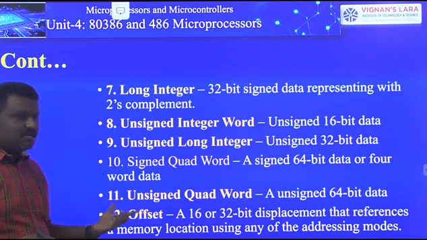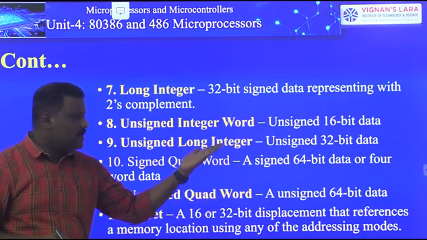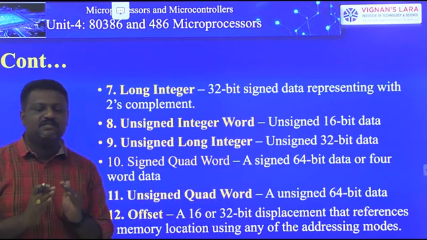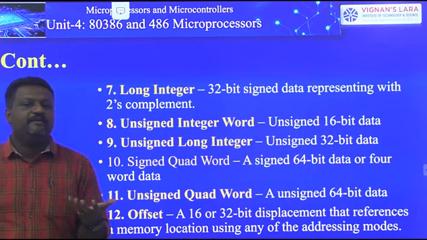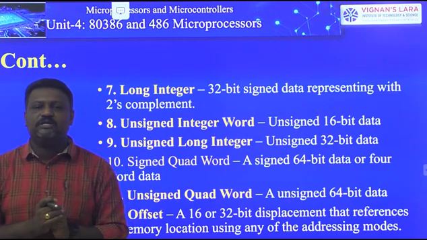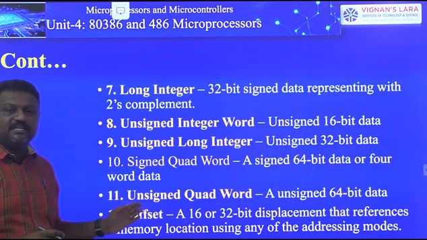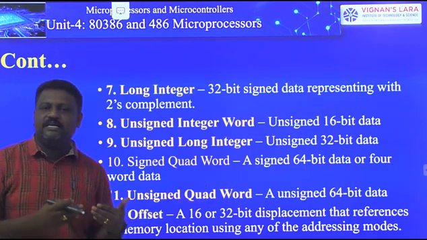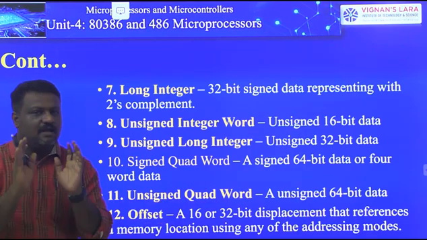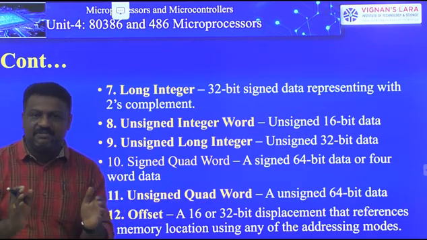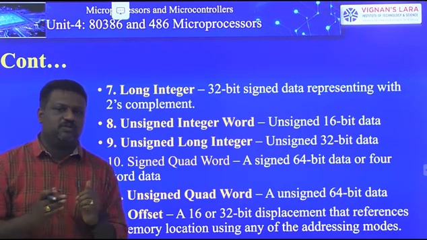And coming to the 11th one, unsigned quad word. That means the previous case is a signed quad word, in the sense that a 64-bit number we are representing by using only 2's complement notation. But now coming to this, it is an unsigned quad word. Here also we have a 64-bit number, but it is an unsigned number. That means your number itself is a positive number.